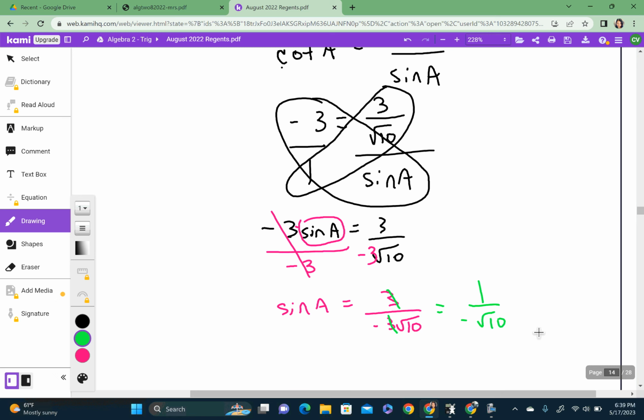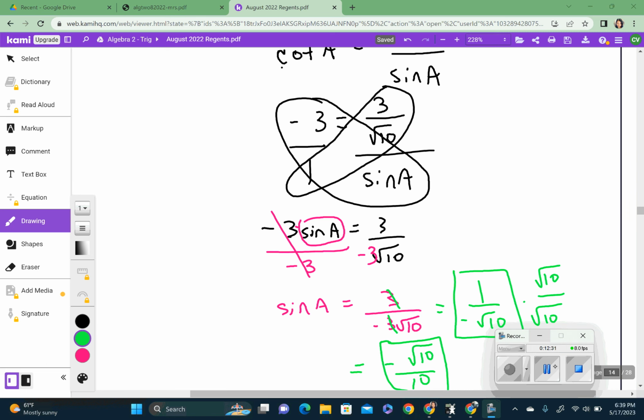I can leave my answer like that if I want. So sine of A is equal to -1 over radical 10. Or I can multiply radical 10 on the bottom and on the top. And sine of A is also equal to negative radical 10 over 10. Either answer works, okay? All right, that is the next question.